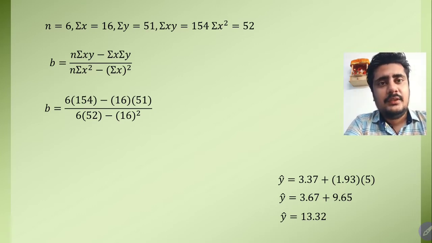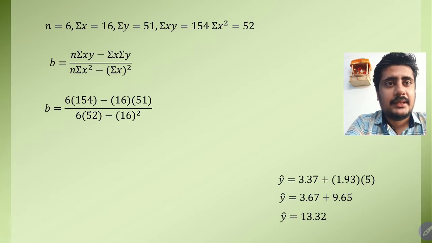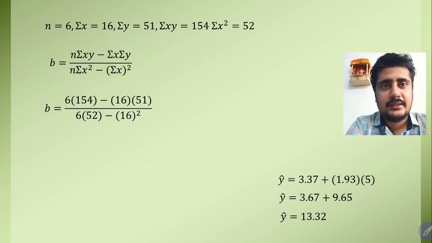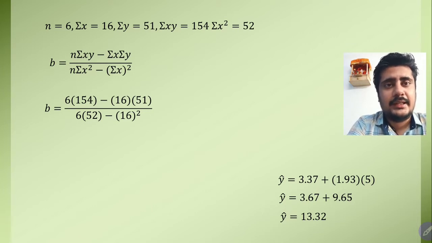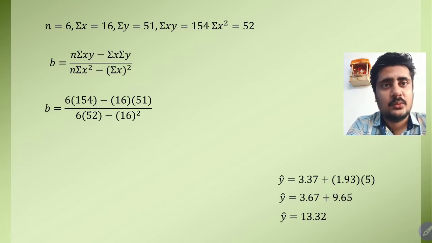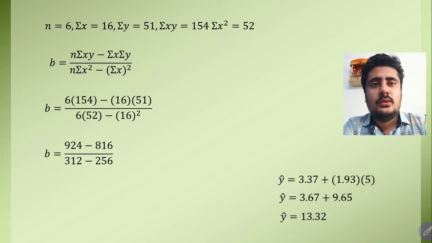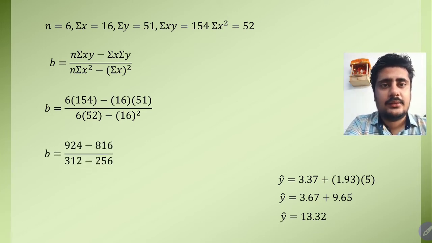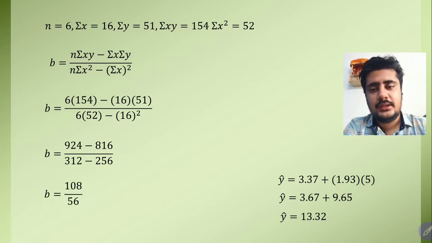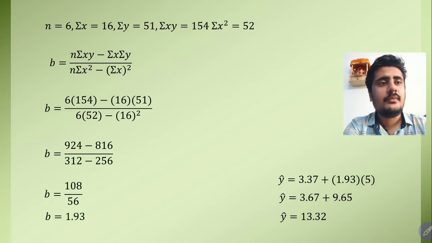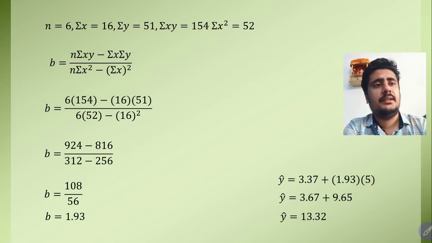In place of n we will put 6. In place of sigma xy we will put the total of xy, that is 154, minus sigma x, total of x, that is 16, sigma y, total of y, that is 51, upon n sigma x square, 6 into total of x square 52 minus sigma x whole square, that is 16 square. So you know how to solve these sums, we have done 2 or 3 sums earlier also. So the answer of b is 1.93.